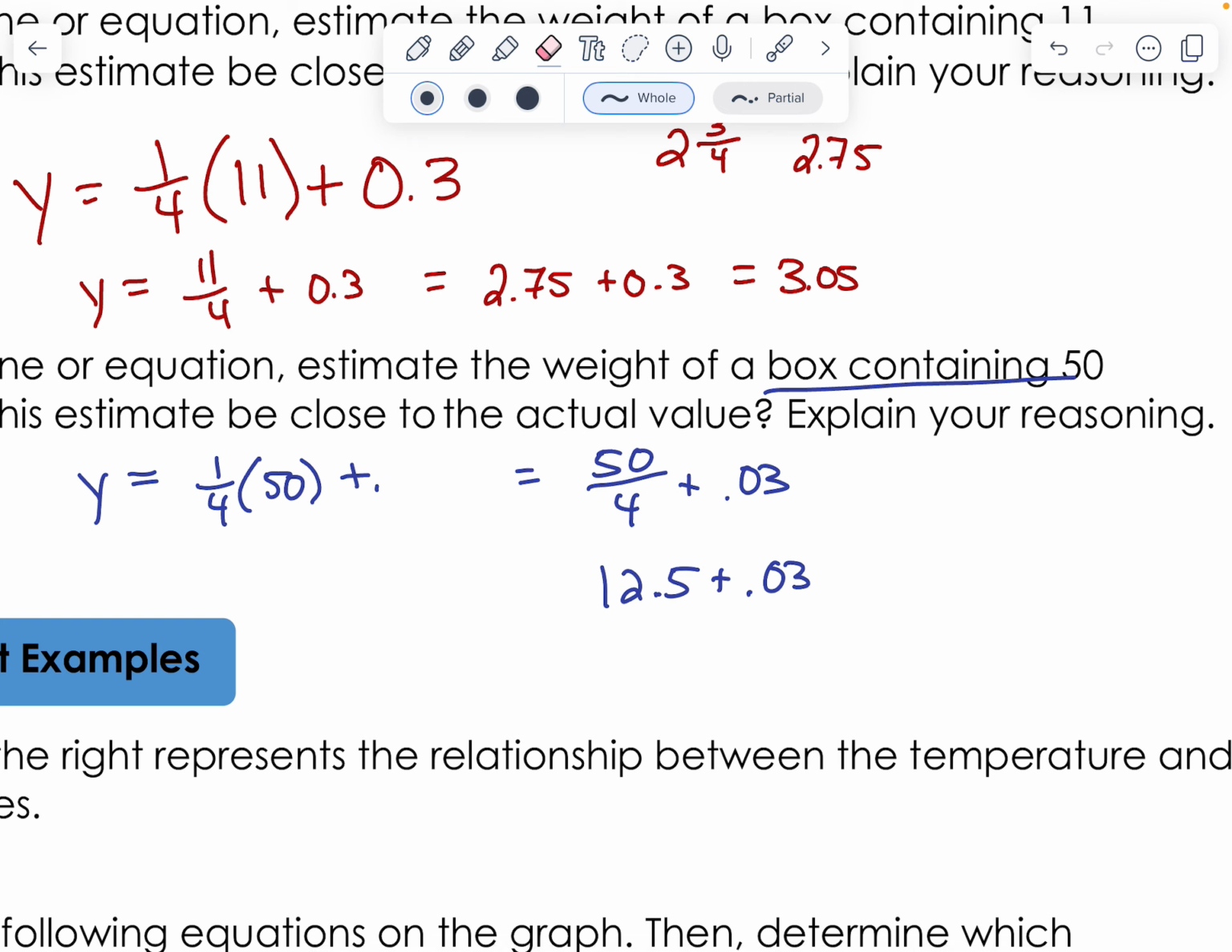It's supposed to be 0.3. Gosh, hopefully if we were in class, you would correct me on that. So 0.3.